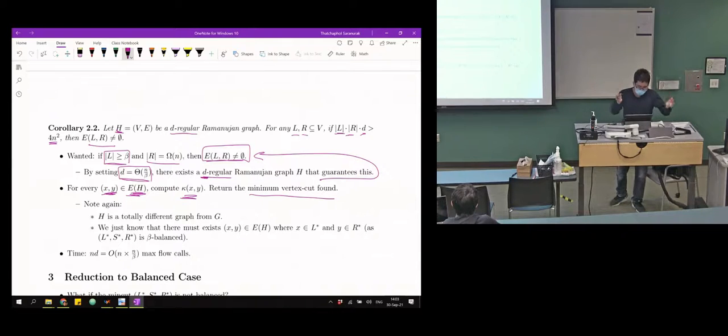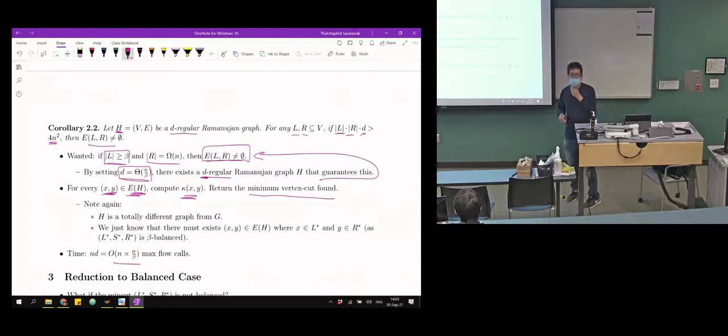And you see one of the x, y will be on the different side, L and R. So yeah, that gives you n times n over beta max flow calls. Okay, so that is the balanced case.